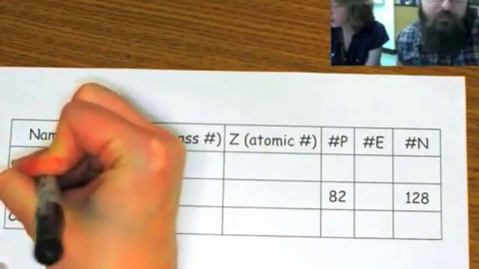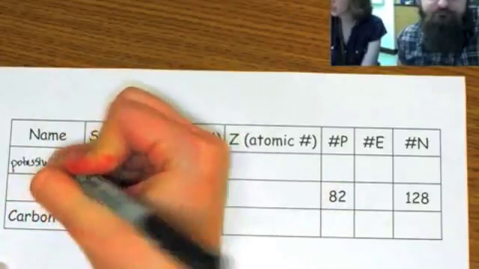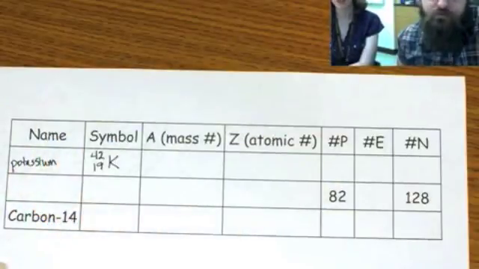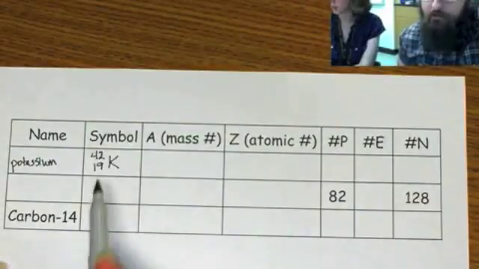Latin for potassium, I believe, is kalium. So this is why it's K. It's like sodium being Na. Don't ask science.